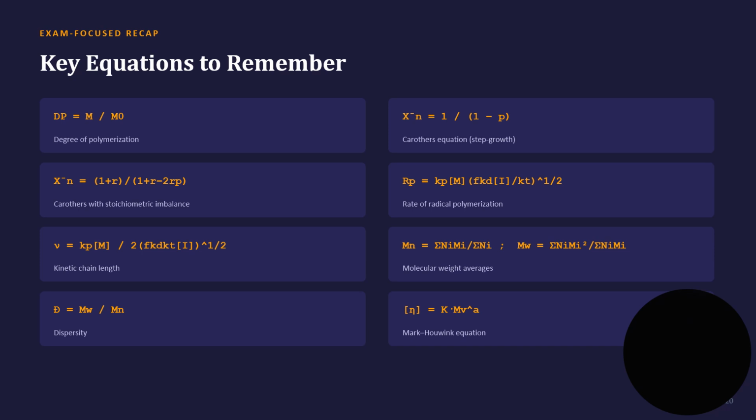and its modified form incorporating stoichiometric imbalance. The rate of radical polymerization is proportional to monomer concentration and the square root of initiator concentration, and kinetic chain length connects propagation and termination rates. The number average and weight average molecular weight formulas: remember, Mn counts chains, Mw weighs them. Dispersity is simply Mw over Mn, and the Mark-Houwink equation links intrinsic viscosity to viscosity average molecular weight.